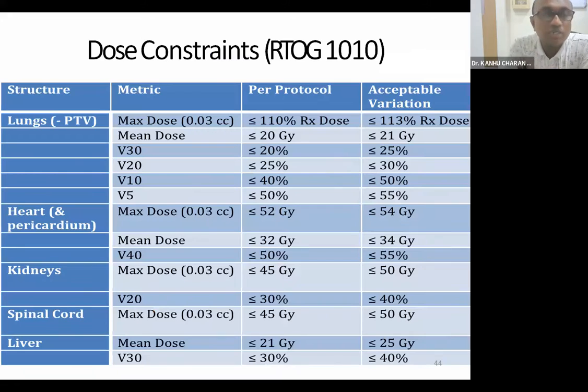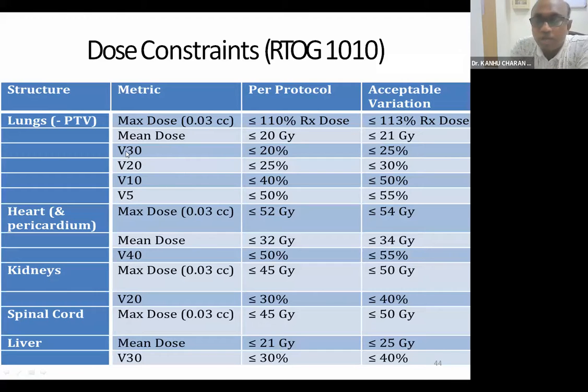So dose constraints are a common practice. You can see the lungs, heart, pericardium, kidney, spinal cord. These are the various dose constraints for these organs.